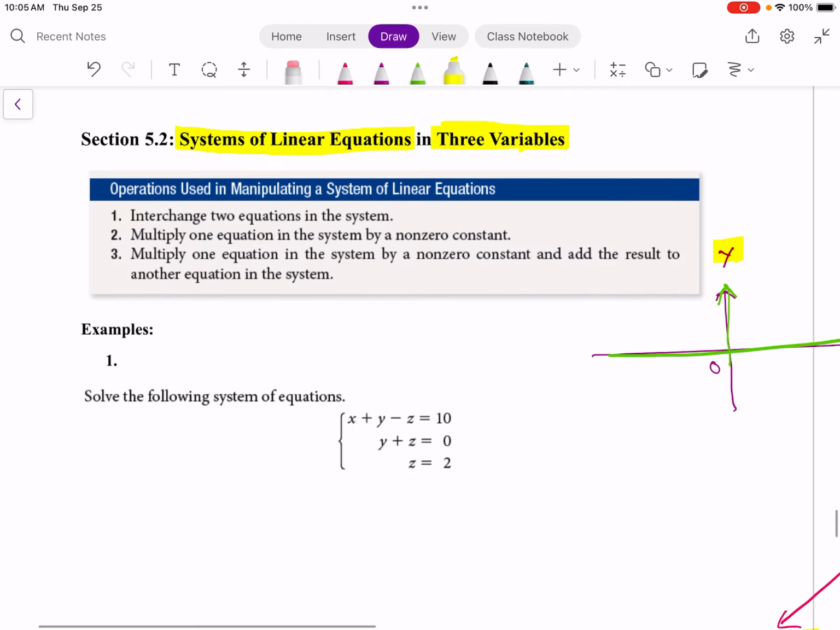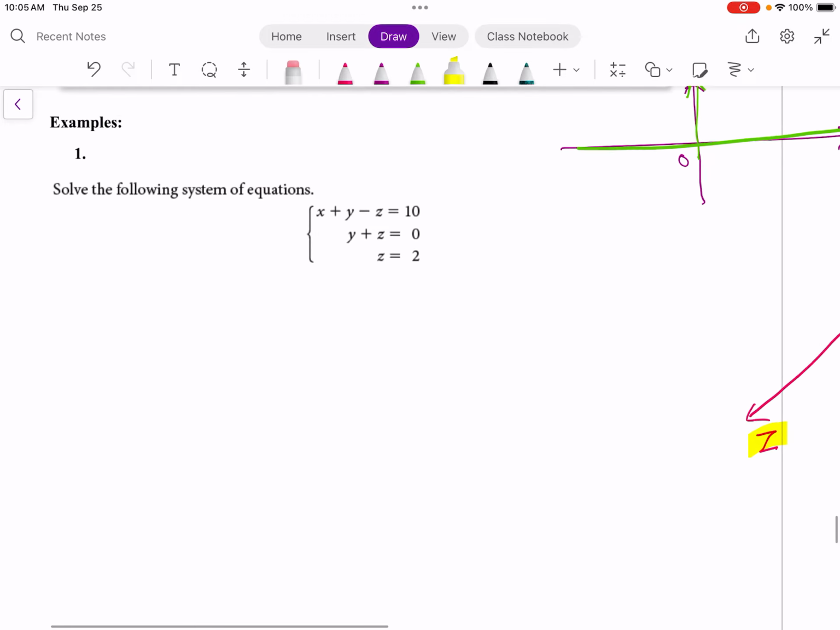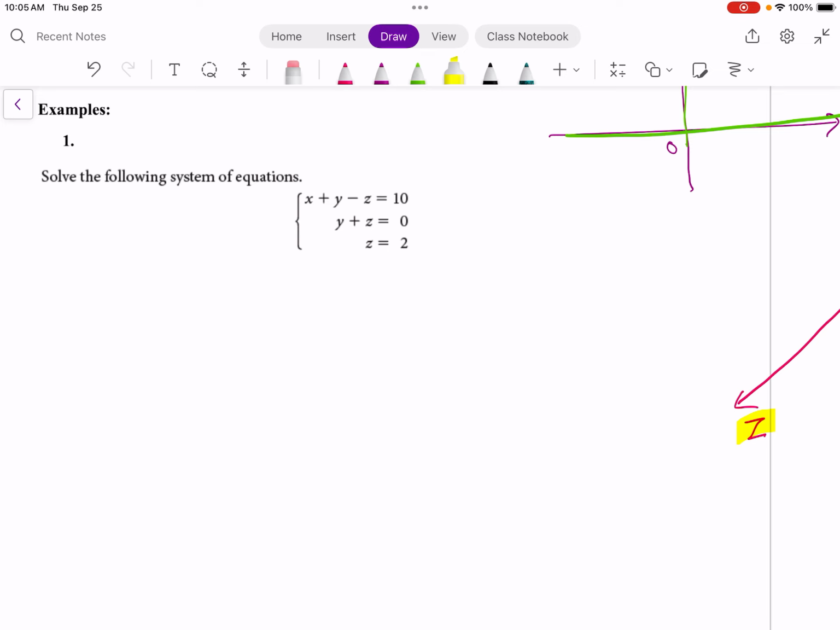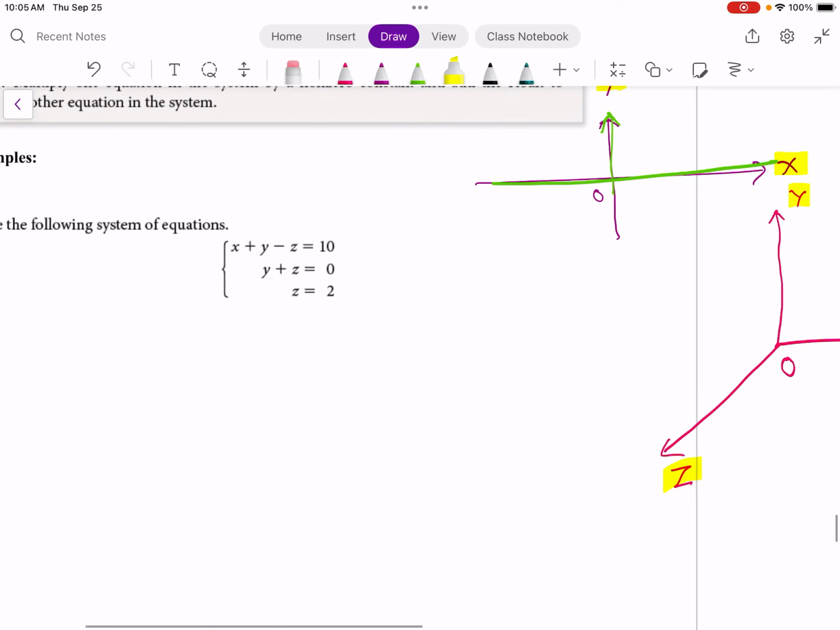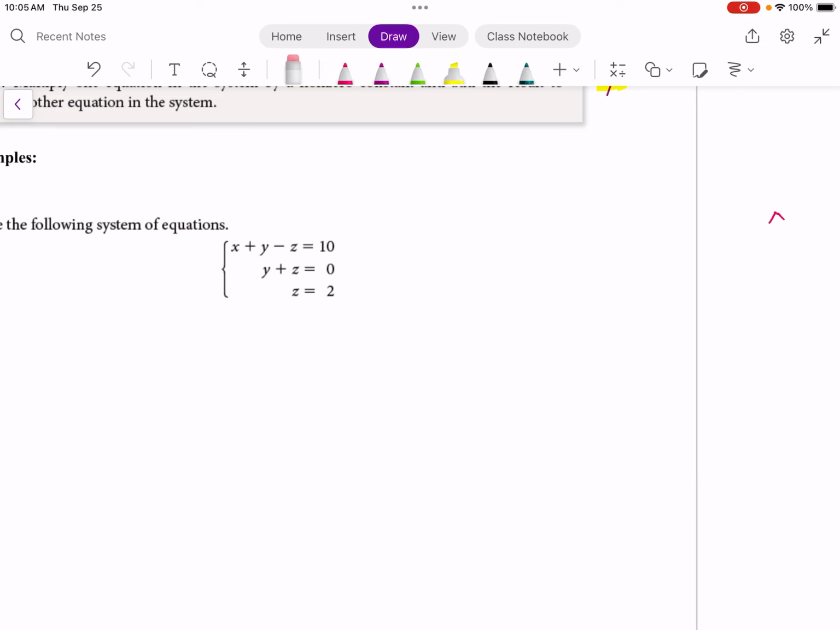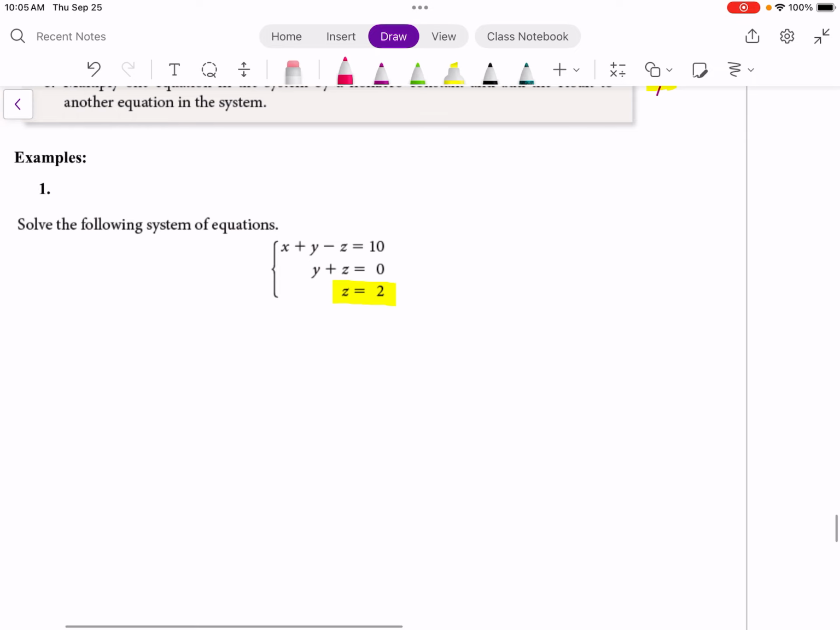Now here we have an example. We have this system of linear equations in three variables, so let's try to solve this. We will try to find the value of x. From this linear equation, what do we know about our z? We already know what z equals, right? So z is equal to 2. This is given to us.